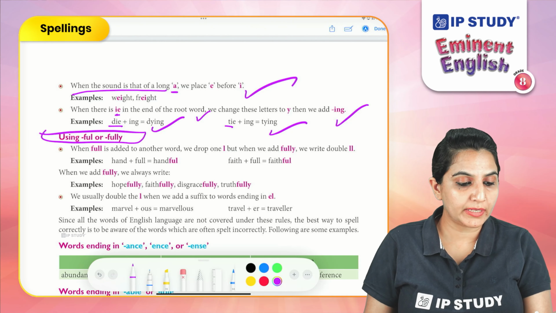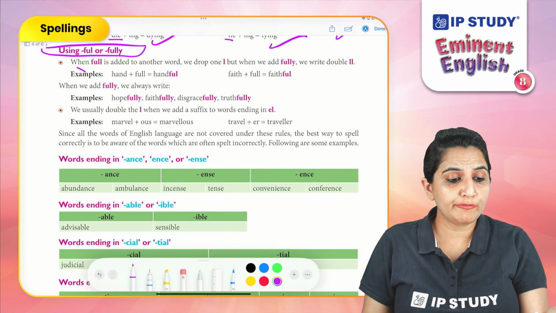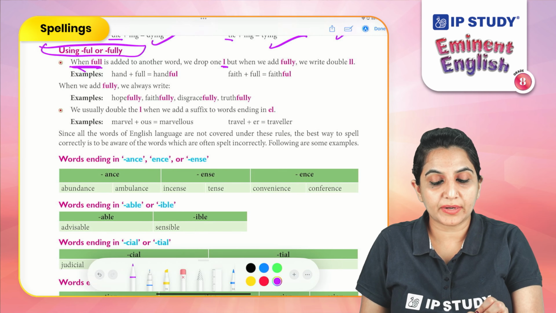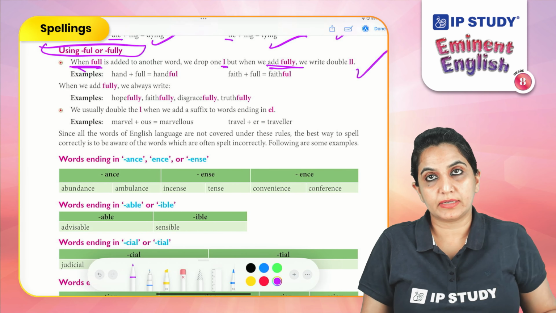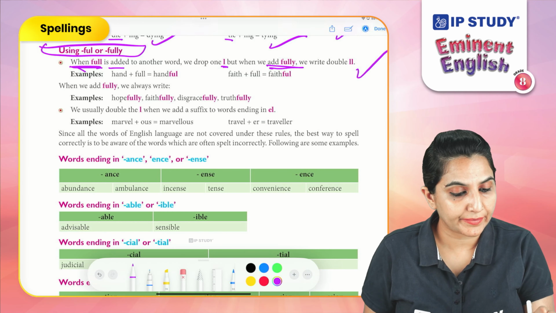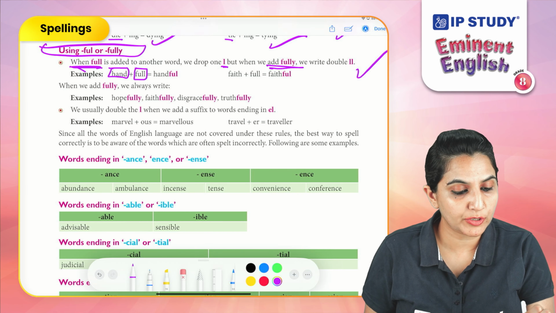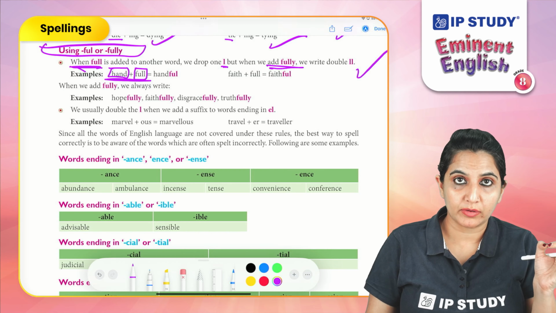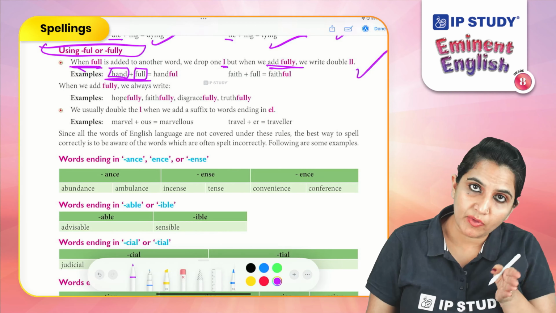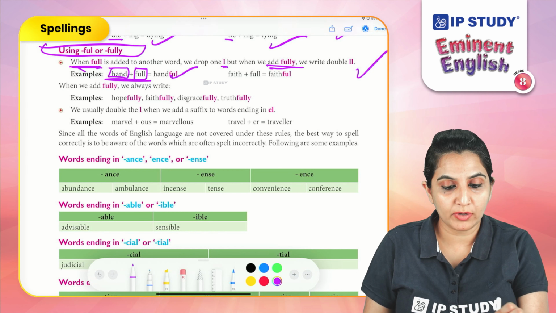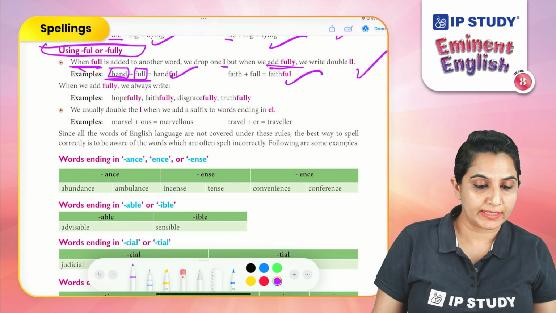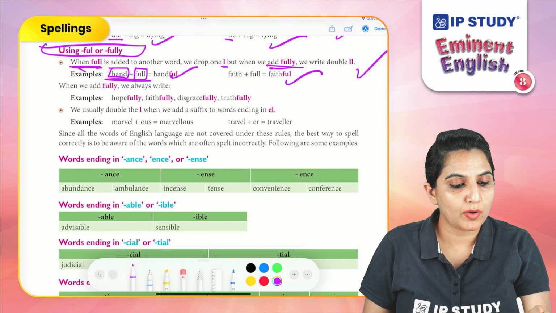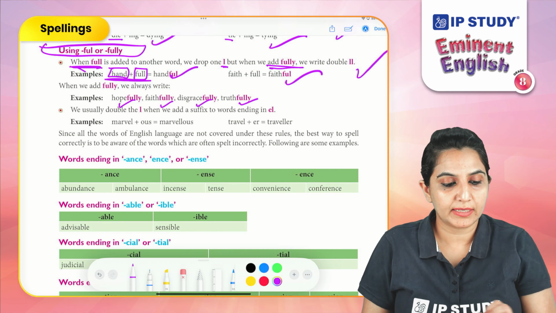How to use full or fully in the spellings? When full is added to another word, we drop one L, but when we add fully, we write the double L. That means hand and full. When we join these two words, full is F-U-L-L and hand. So when we add full to another word, we drop one L and it becomes ful: handful, faithful. But when we add fully, we do not drop L. We write it as F-U-L-L-Y, like hopefully, faithfully, disgracefully, truthfully.